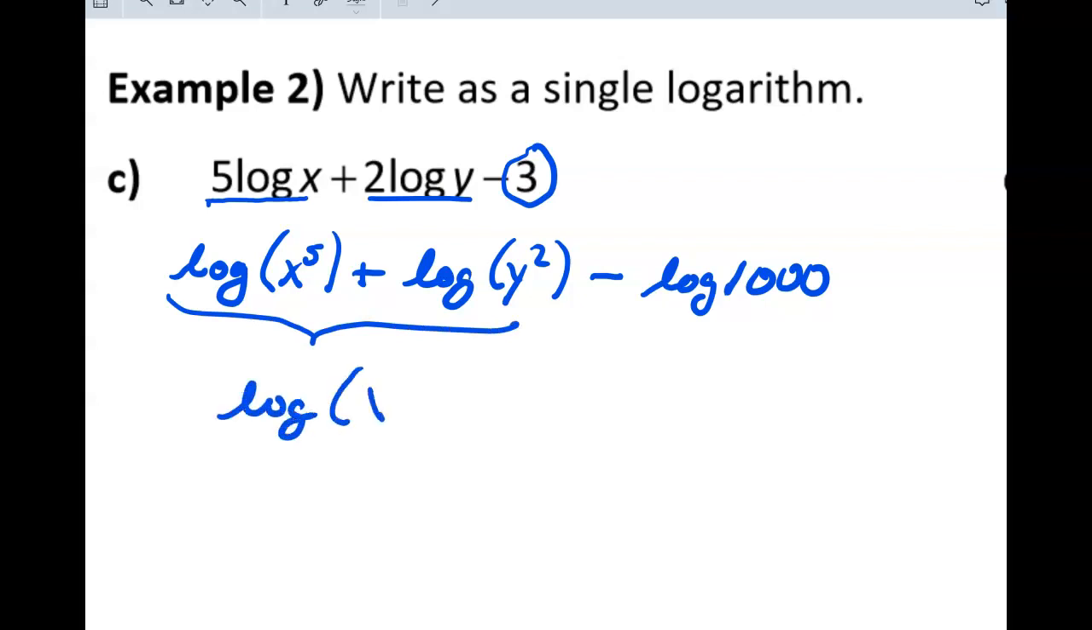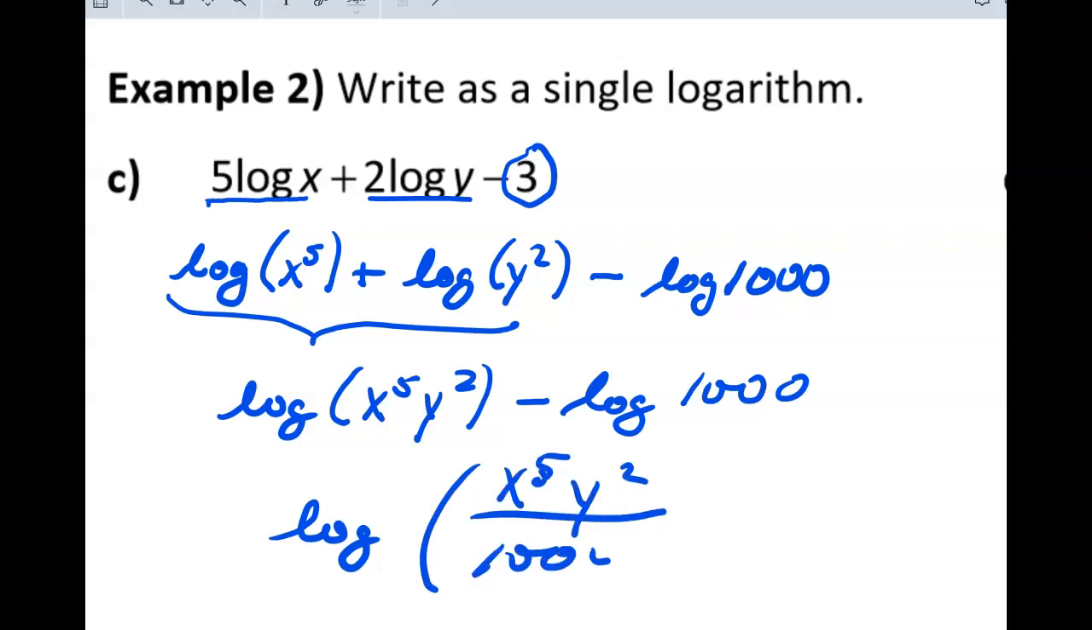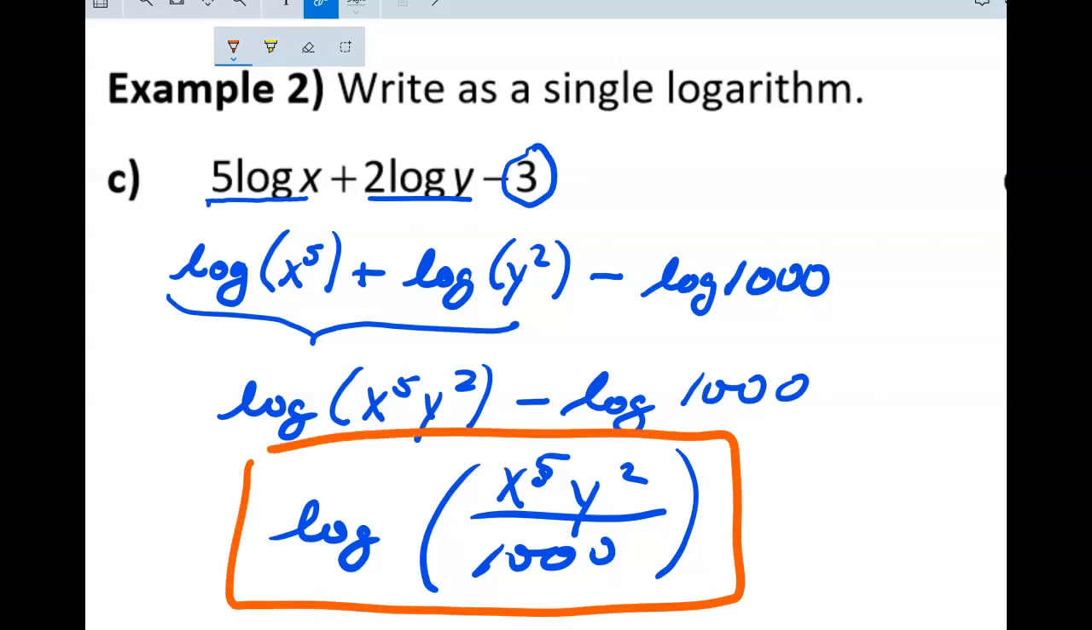This is log of x to the 5th times y squared. And lastly, use the quotient property to take care of that subtraction. Log of x to the 5th y squared over 1,000. And now we have this written as a single logarithm.